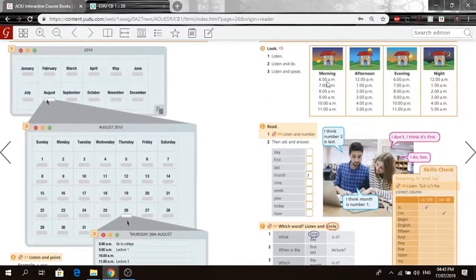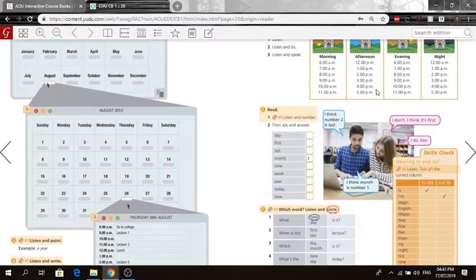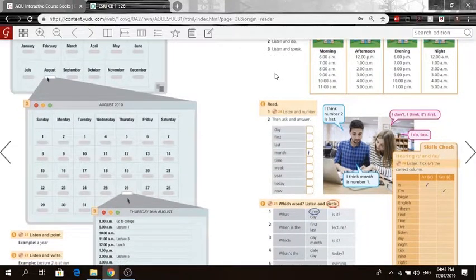Okay, I hope you guys understood. So from 6 a.m. to 11 a.m. is morning, 12 p.m. to 5 p.m. is afternoon, evening 6 p.m. to 11 p.m., and we have nighttime from 12 a.m. to 5 a.m. Okay, now moving on to exercise E, we have read, listen, and number.